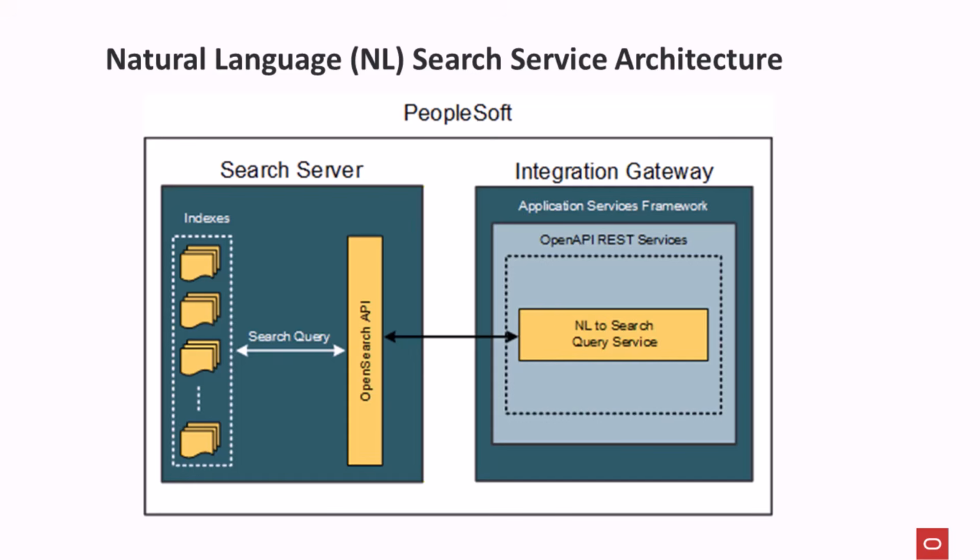PeopleSoft delivers the Natural Language Search Service, or NL Search Service, as a REST API through the Application Services Framework. It helps convert natural language questions into PeopleSoft search queries, run those queries, and return secured PeopleSoft search results. Customers can use the service as a building block for AI-powered experiences that need highly performant and secure data retrieval from PeopleSoft Search, while leveraging a large language model, or LLM, that supports their implementation.